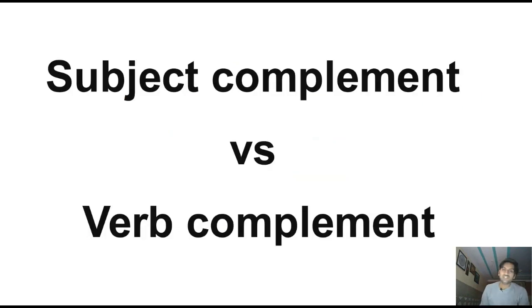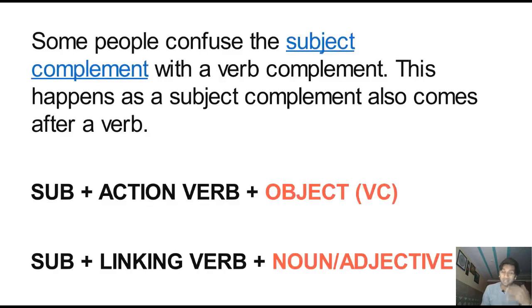Now, subject complement versus verb complement. A subject complement can confuse you. You might think it's a verb complement, right? Because it comes after a verb, but that's not the case. A subject complement comes after a linking verb. A verb complement comes after an action verb. That is the difference, right?